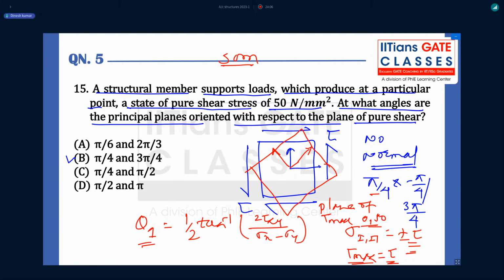It's a first principal plane. So we know here sigma x is 0, sigma y is 0. So from here, what do we find? We find 1 by 2 tan inverse infinity, which is nothing but 90 by 2. So you can see it is 45 degrees. So theta 1 is 45 degrees. The other, we know theta 2 is always what? Theta 1 plus 90 degrees. So you can say 3 pi by 4.